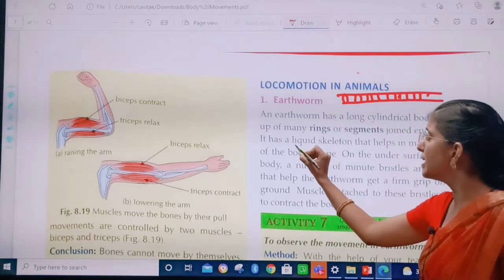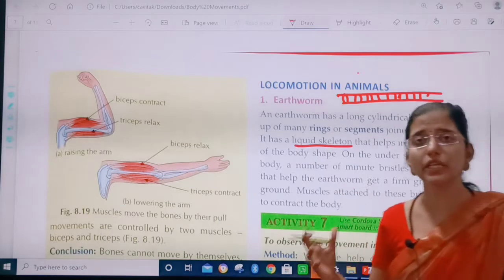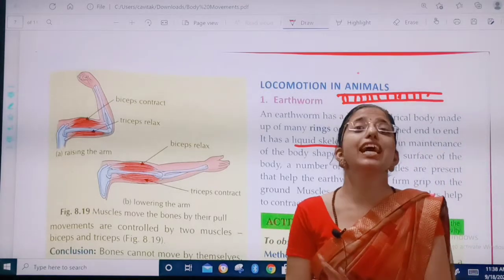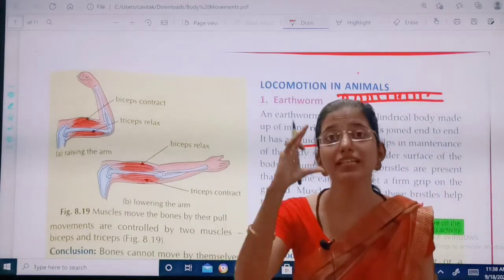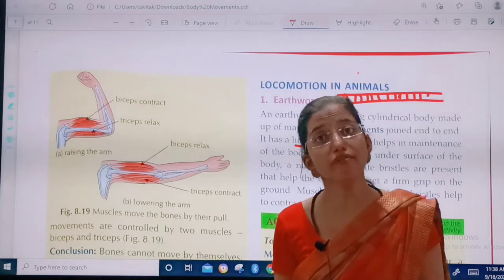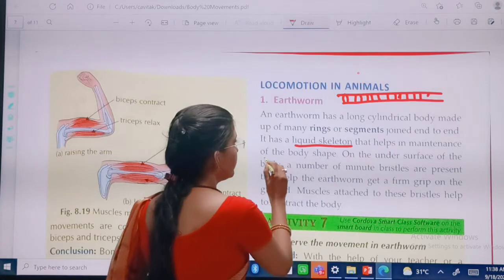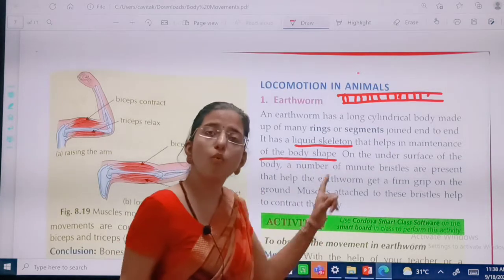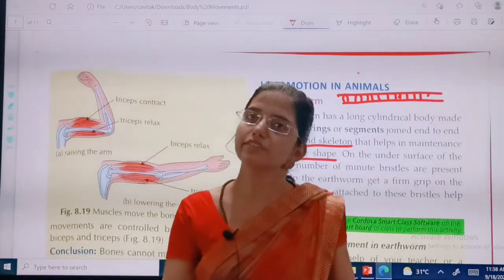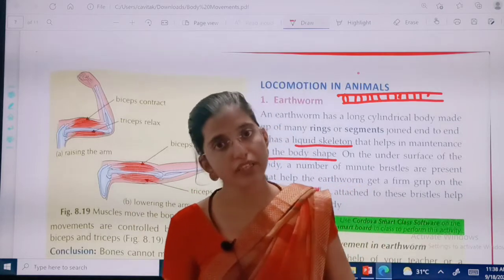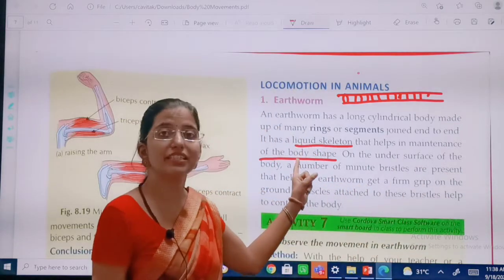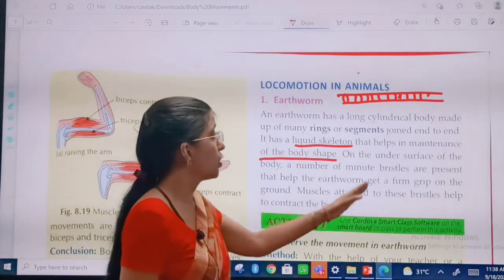It has a liquid skeleton. Now what is a liquid skeleton? It means it has no bones and fluid is filled inside the body of the earthworm that helps in maintenance of the body shape. What is the function of a skeleton? It gives shape to the body. So similarly, the liquid skeleton gives shape to the body.